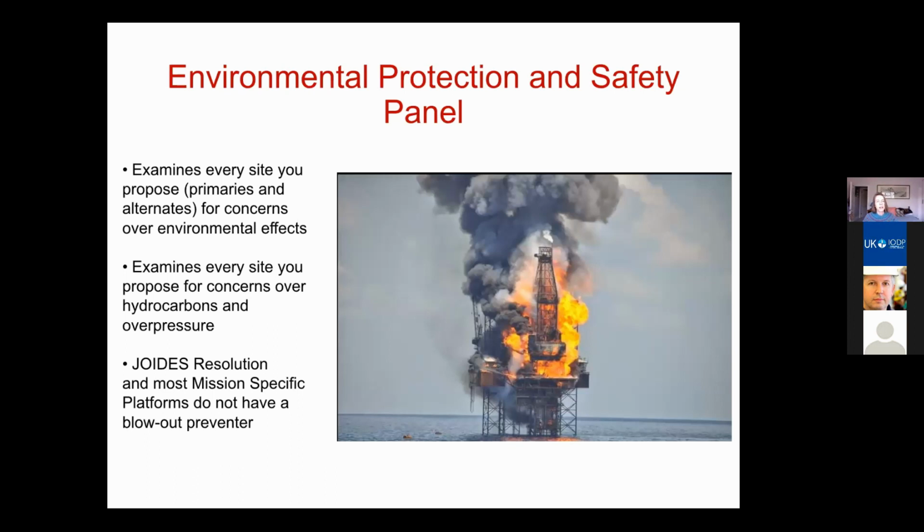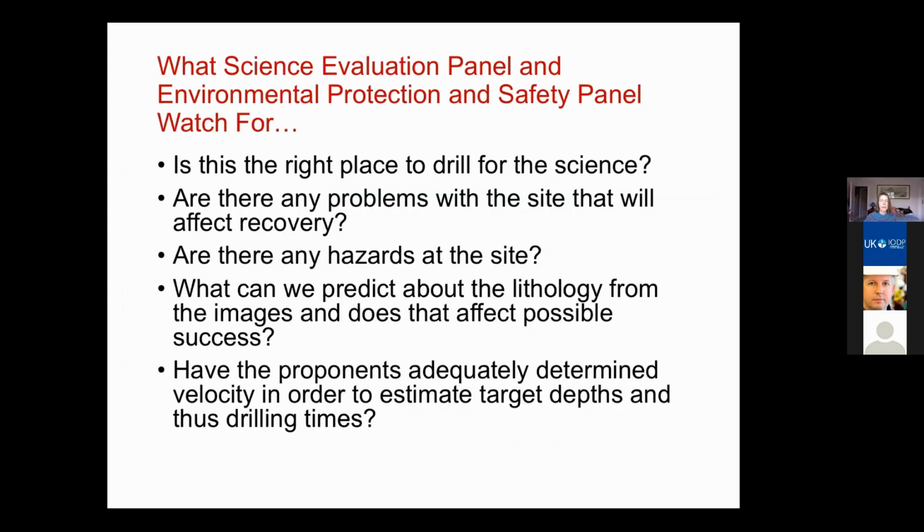And so they're looking for any concerns over environmental effects. They'll particularly be looking at every site for concerns about hydrocarbons and overpressure and any evidence of gas, shallow gas, for example. So for example, the JR doesn't have a blowout preventer, so this is a key safety aspect. And that would be true for mission-specific platforms also.